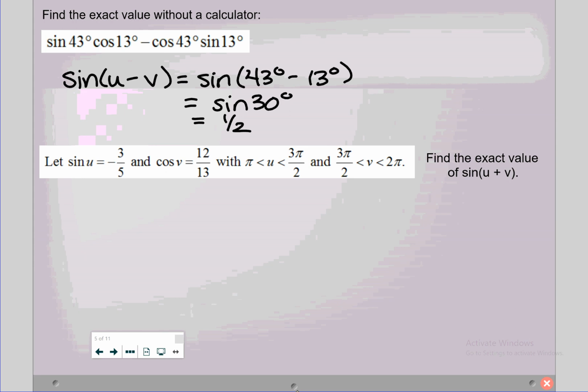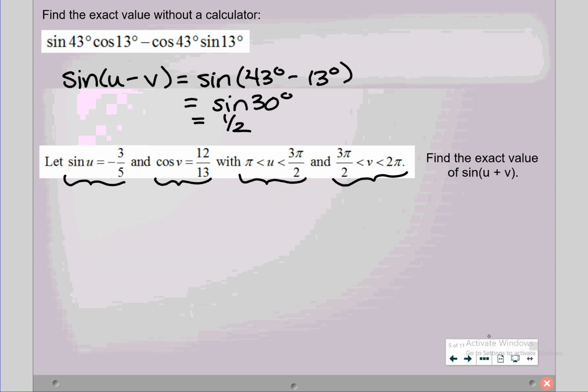Let's look at this one. Okay, we are given a couple pieces of information. Sine of u is negative 3/5. Cosine of v is 12/13. So u and v are some angle. I know they're sine, I know they're cosine. I am also told that u is between pi and 3 pi over 2. And I'm told that v is between 3 pi over 2 and 2 pi. We are eventually going to do a sum and difference identity, but I'm not even going to worry about what it's asking yet. Okay, I'm just going to focus on all my given information to start, because this stuff is actually all just 90% review from what we did in the last chapter.